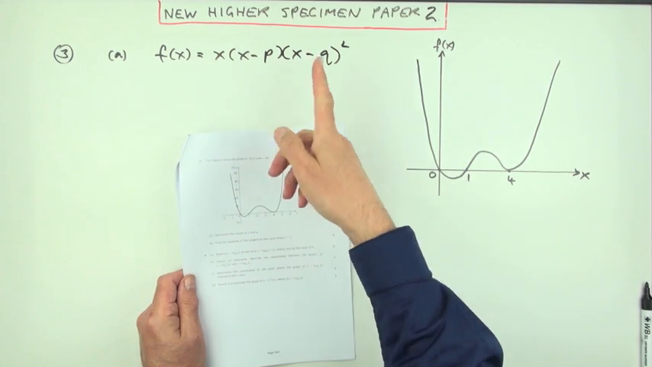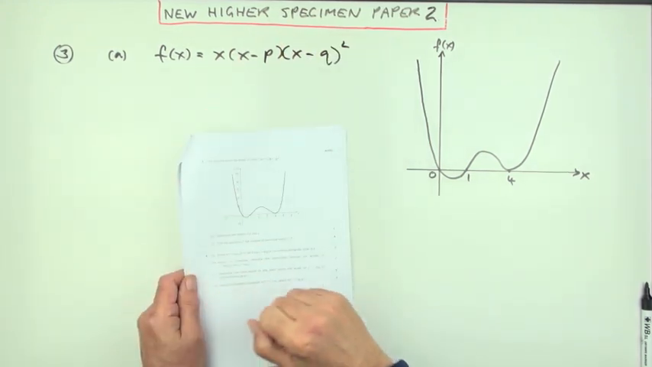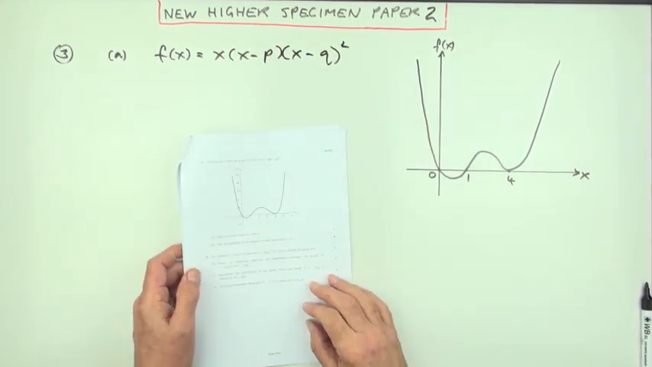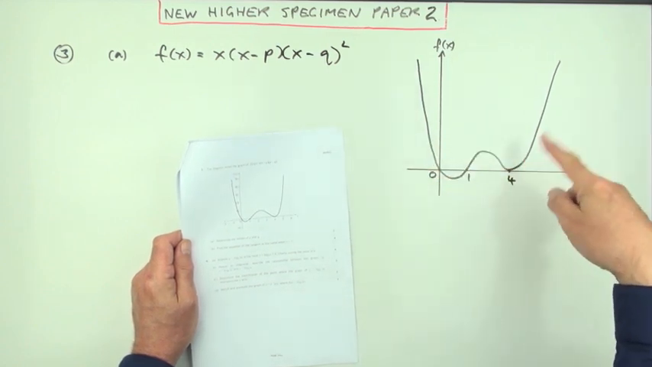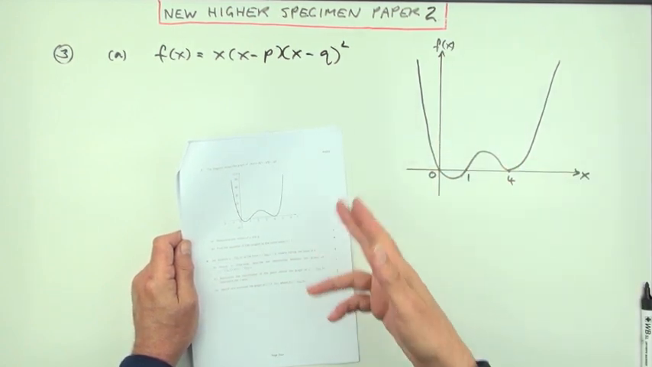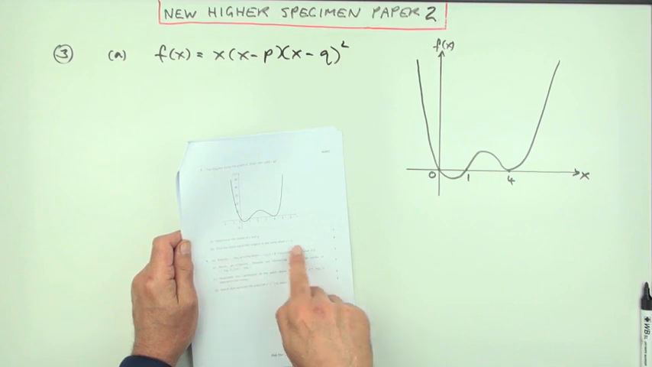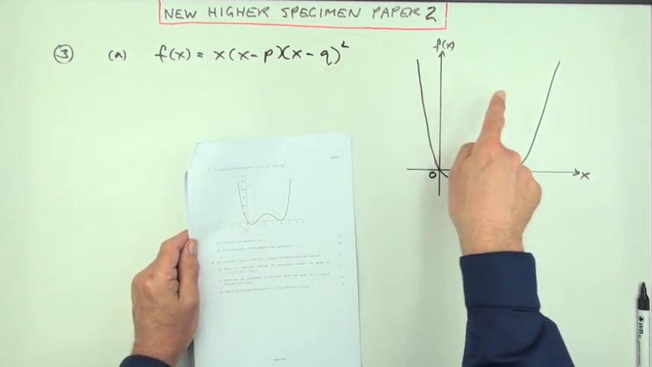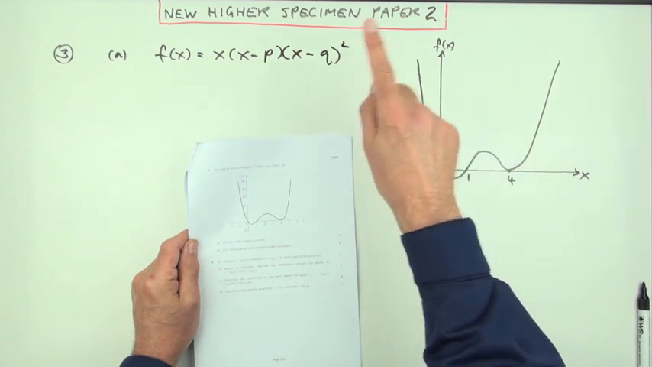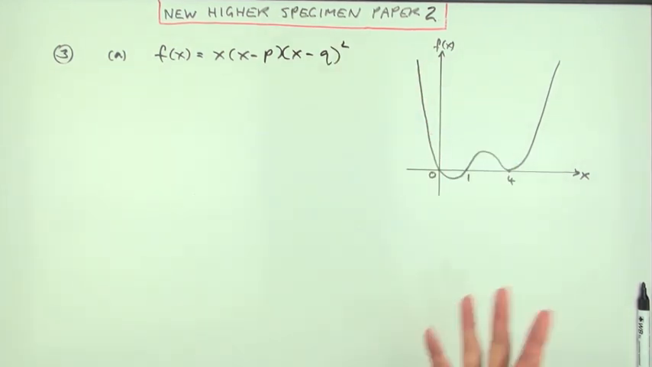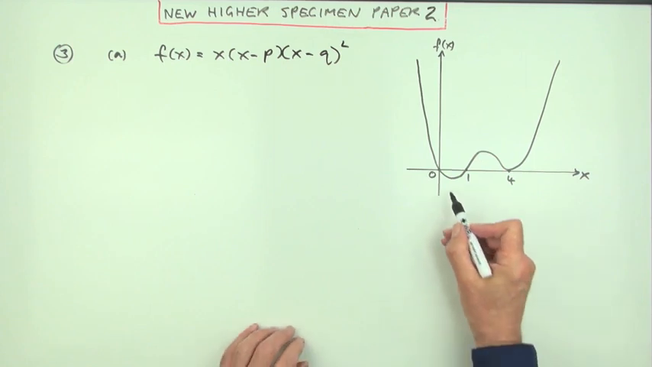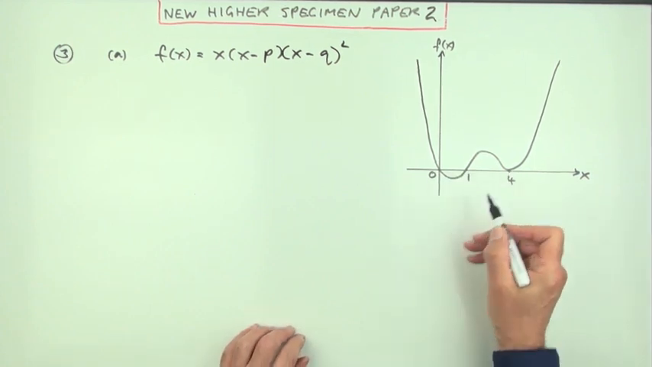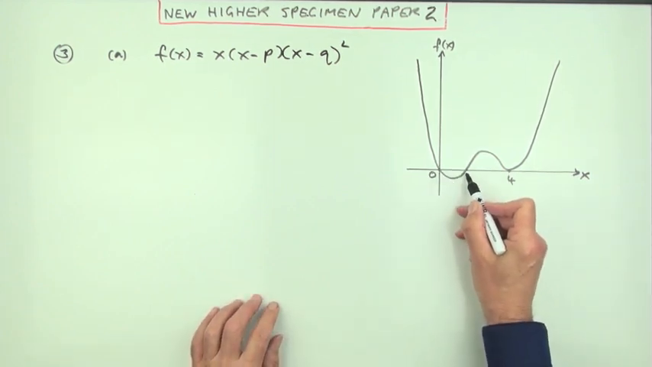So question 3 then, from the specimen paper for the new Higher, Paper 2, question 3. Here we have the graph of a quartic function, and it looks like this essentially is asking for the equation of a tangent. But first of all it says, if this is the form of that function, what are the values of p and q? Just for a mark.